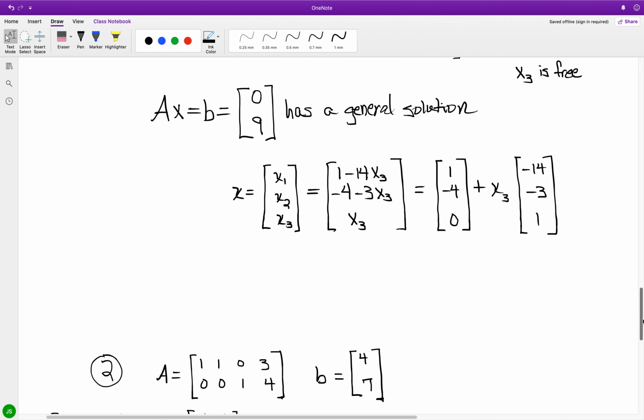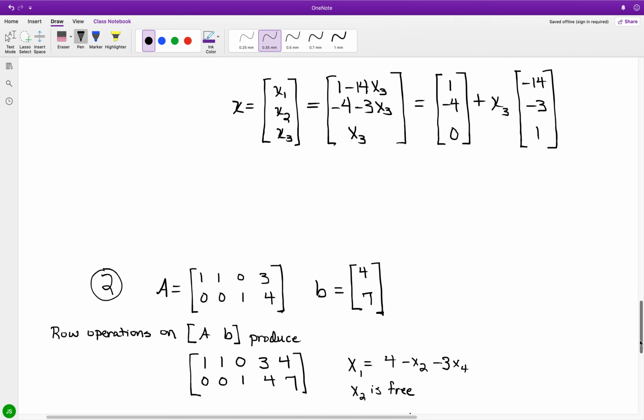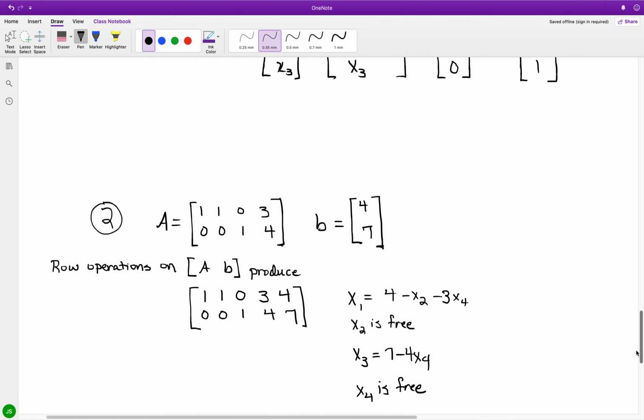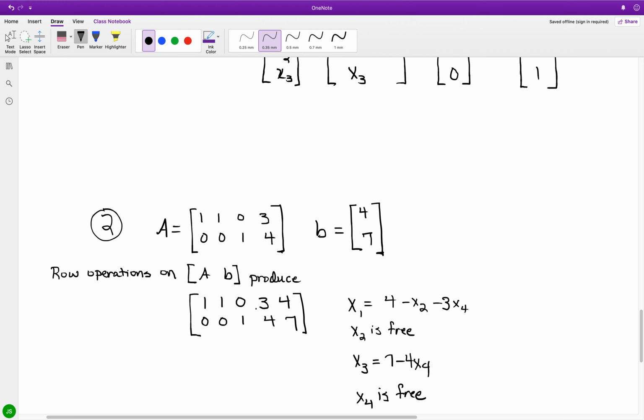And if I combine these as an augmented matrix, the combination is already going to produce the row echelon form. So you have 1, 1, 0, 3, 4, 0, 0, 1, 4, 7. For the first pivot position, you have the upper left-hand corner 1. This will make reference to x of 1. And if I isolate this, it's going to be 4 minus x of 2. There's no x of 3 term. And then we have minus 3x of 4.